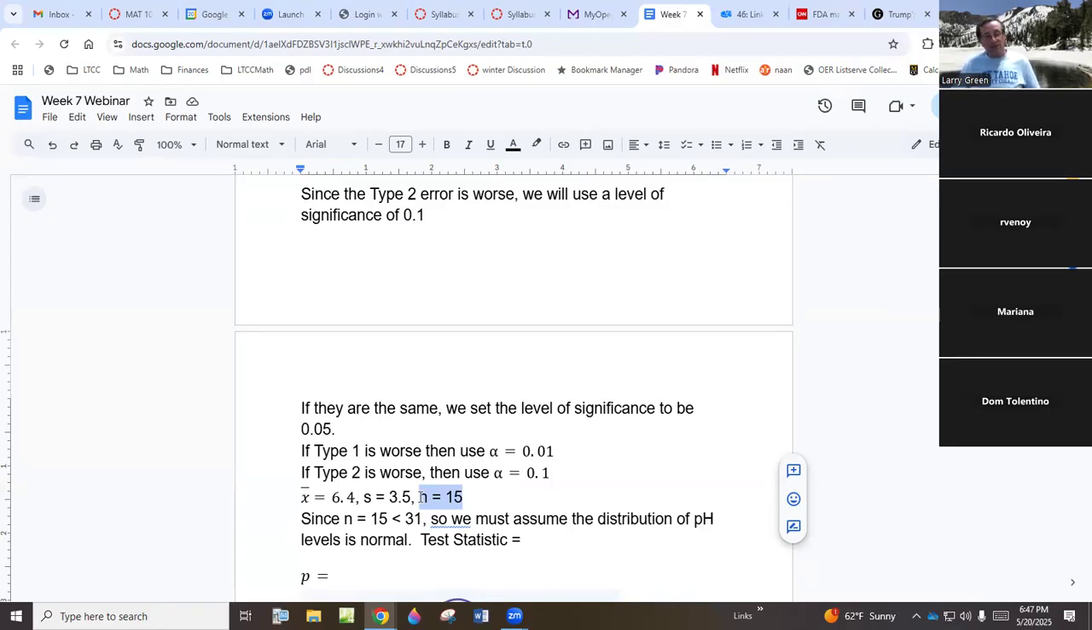So now if you look over many years, then you'll have a bigger sample size. But in 1 year, 15 creeks is about what they do. That make sense?